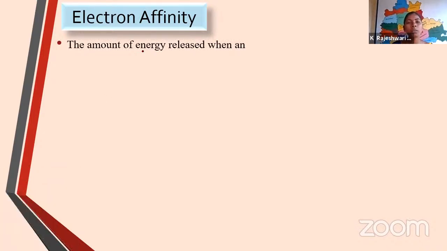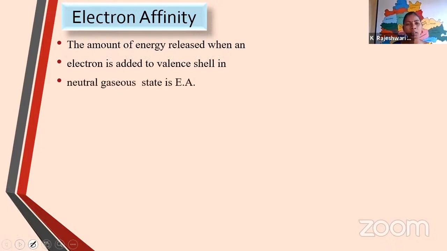Electron affinity means the amount of energy released when an electron is added to its valence shell in the neutral gaseous state. Electronegativity is the tendency of an atom to attract the pair of electrons, and electropositivity is the tendency to lose the electron. But here we are supplying some energy to add the electron.